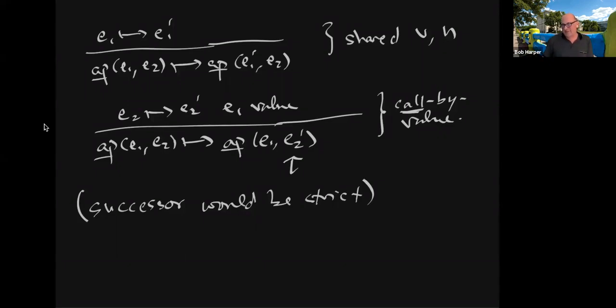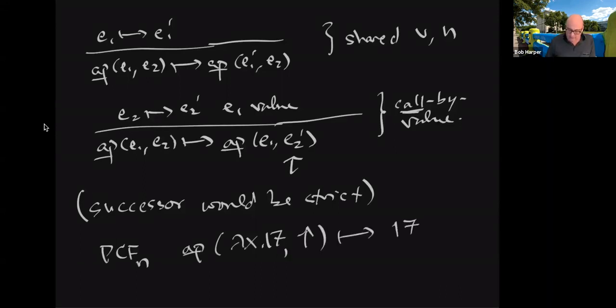Now I want to say something about that state of affairs. Okay, all right, so first of all, are we okay with this? You understand what is happening? So for example, in PCF by name, if I have an application of, let's say, lambda x 17, just a constant function, and I apply that to diverge, well, that will in fact step to 17. If I'm in PCF by value, this very expression is divergent, because it has to evaluate the argument and it won't succeed in doing that because I chose the argument to be undefined.